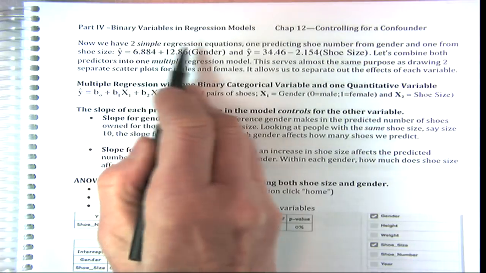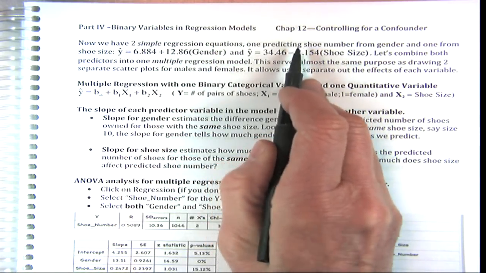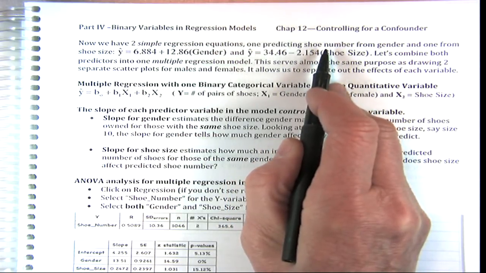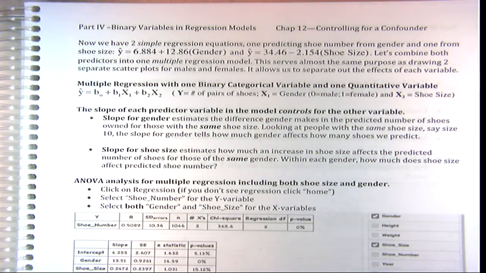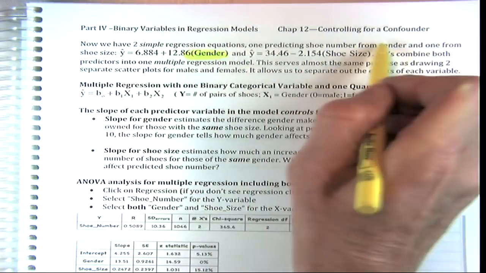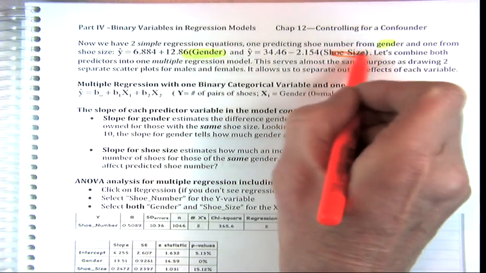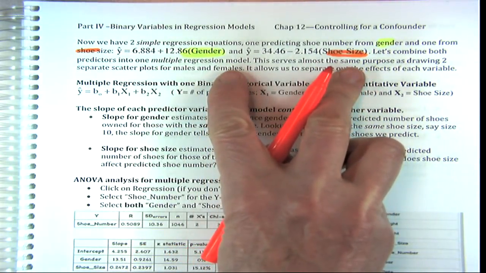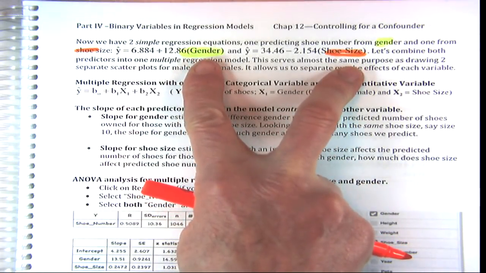So now we have these two simple regression equations, both predicting the same thing, both predicting shoe number, but one's doing it from gender, and the other one's doing it from shoe size. Okay? Shoe size. So these are two different x's. And now what we want to do is combine them into one multiple regression that includes both variables.